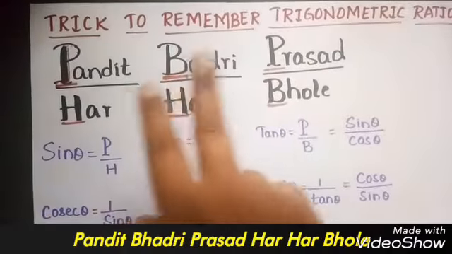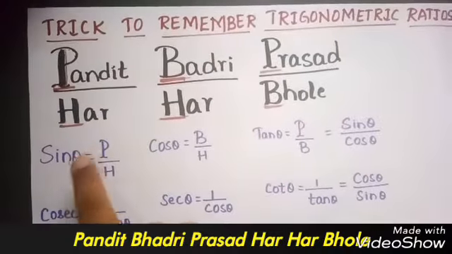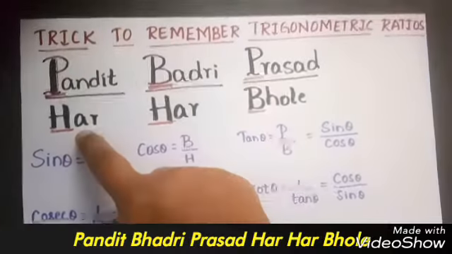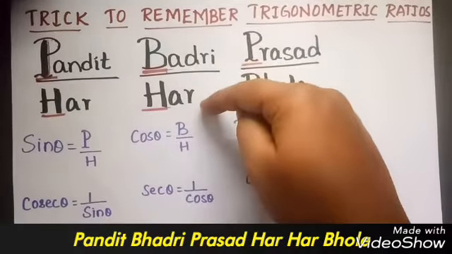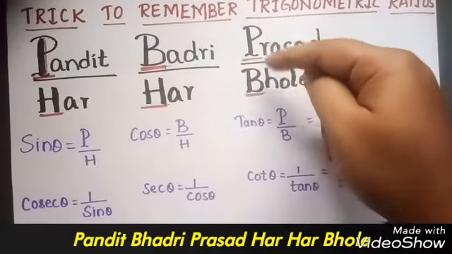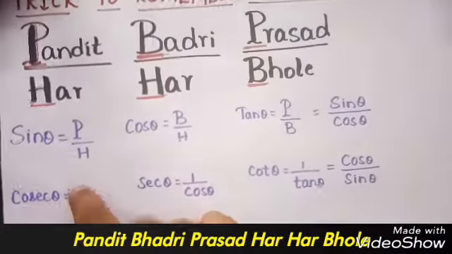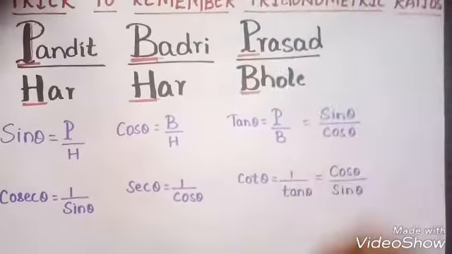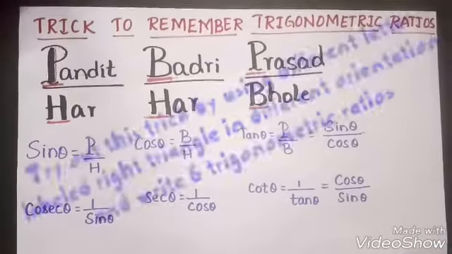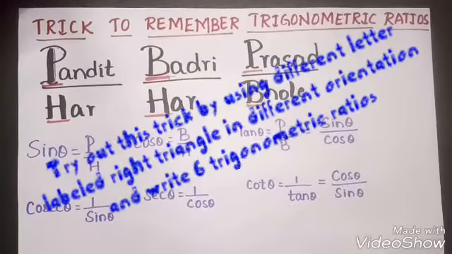Just by taking these 3 sides, you can write sin theta as P by H, perpendicular by hypotenuse, cos theta as base by hypotenuse, tan theta as perpendicular by base, cosecant theta as the reciprocal of sin theta, secant theta as the reciprocal of cos theta, and cot theta as the reciprocal of tan theta. So this is the trick to remember trigonometric ratios.